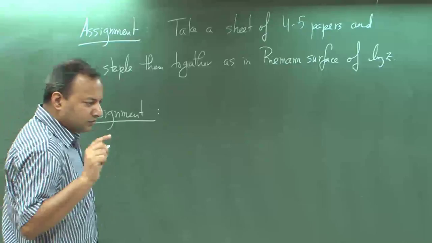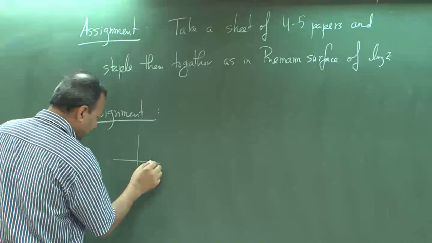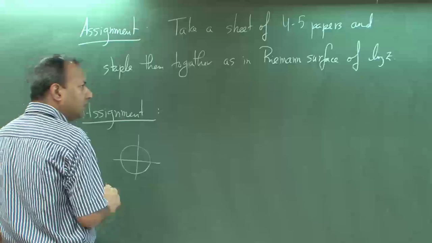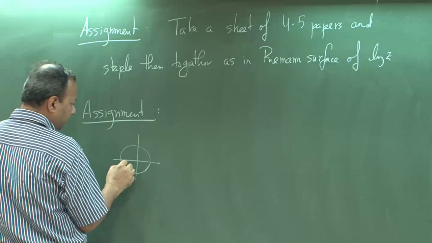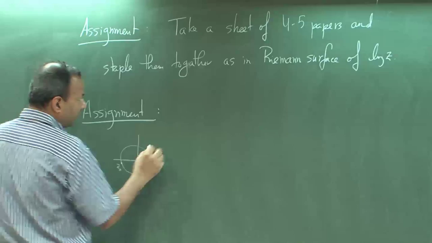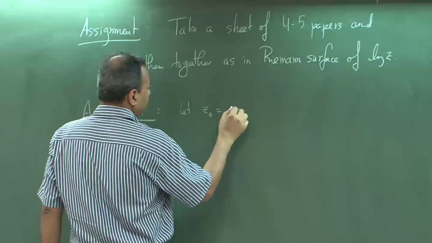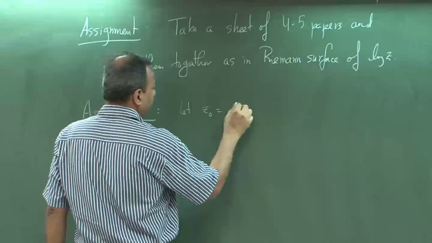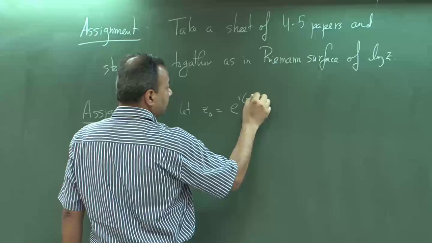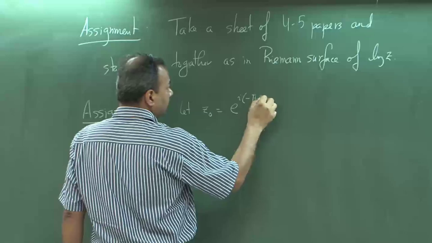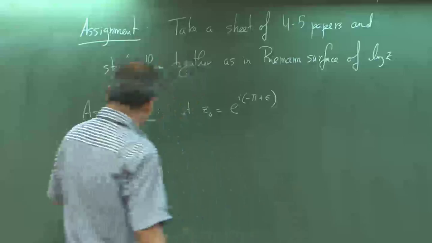So let's refresh your memory. What I said last time was that you take a, and I think I started from here, take a point z naught here, which is at this point, and write the power series of log around z naught.